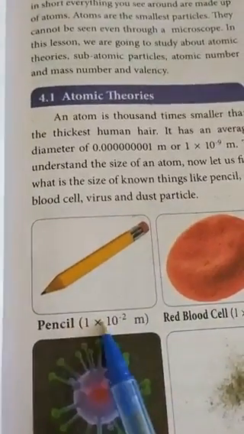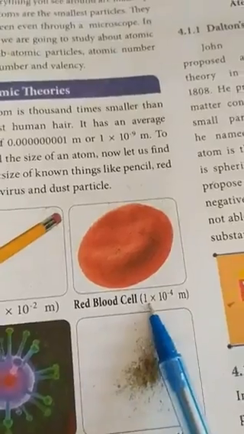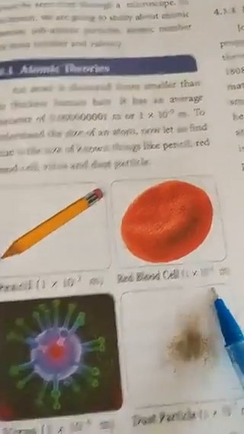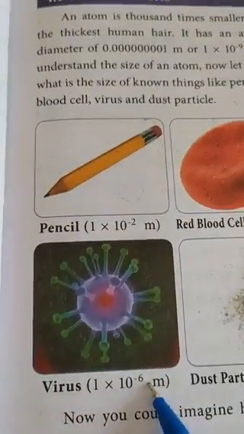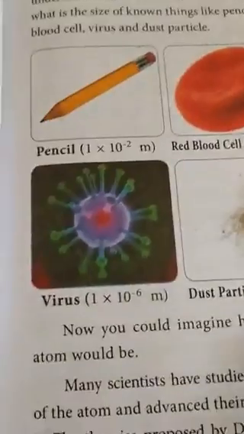See, pencil 1 into 10 to the power of minus 2 meter. Red blood cell, RBC, 1 into 10 to the power of minus 4 meter. Virus 1 into 10 to the power of minus 6 meter. Dust particle 1 into 10 to the power of minus 7 meter.